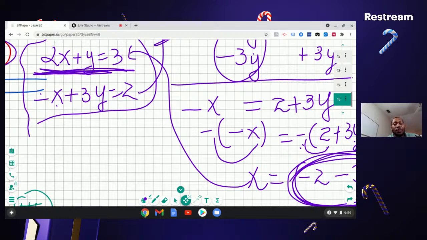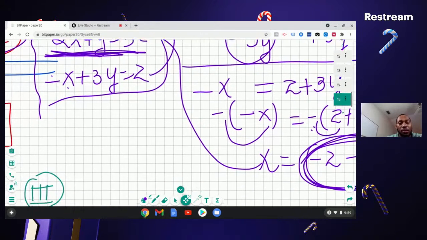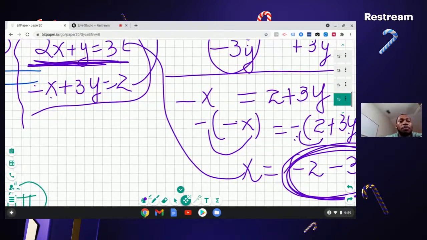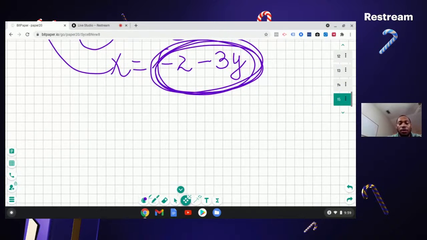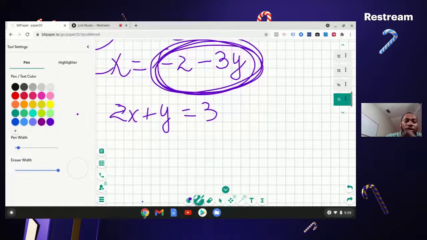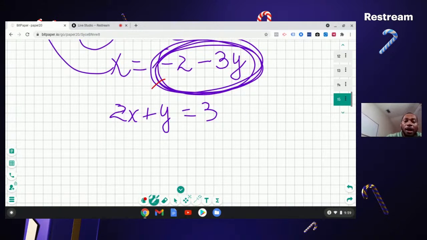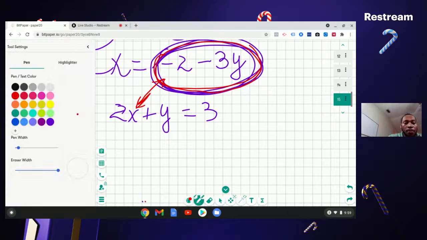Okay, so here's what I would do. The first equation is 2x plus y is equal to 3. I'm going to replace x by its value, and I'm going to use different colors so you understand, or for no reason at all. This is the value of x, according to what I just found: x is equal to the expression in y. So I'm going to go inside the equation in purple.